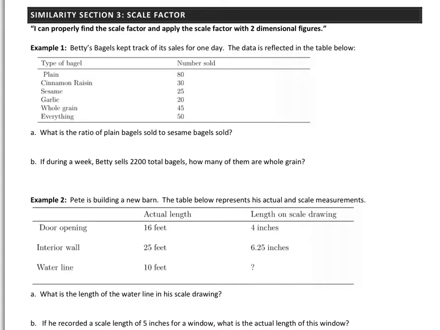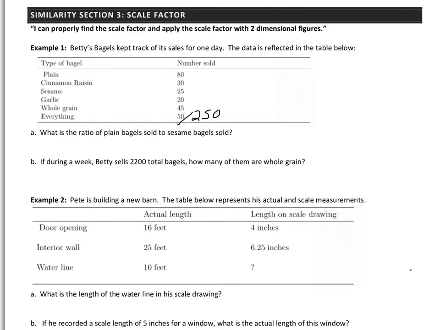So as we read this, we see that plain bagels had a total of 80 sold that day, and so on. Everything bagels would be 50, and so on. Now, before we go any further with something like this, we're going to want to have a total. So if we add up these pieces all together, we get 250 total bagels sold. The total of 250 will be used at a later time.